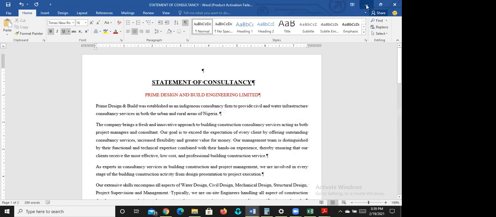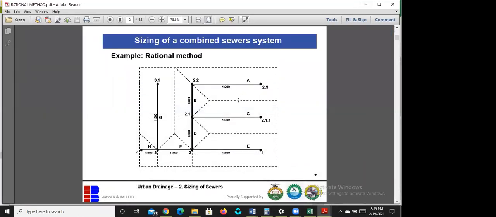So I want you to understand it. If you don't understand this, forget it. You will not understand everything I'm saying now. So here, the flow of water at point F will be the flow that is coming from here, plus the flow from here, plus the flow from here, plus the flow from E. But the flow from C does not have any upstream, so it's just on its own until it enters junction D.